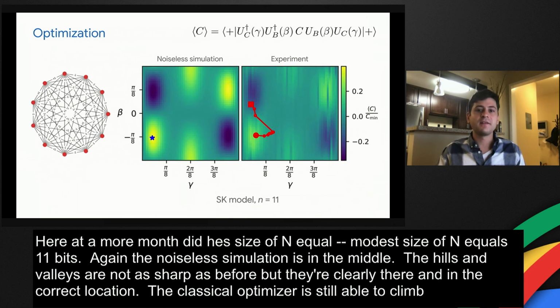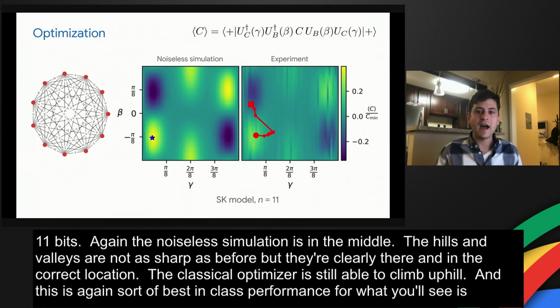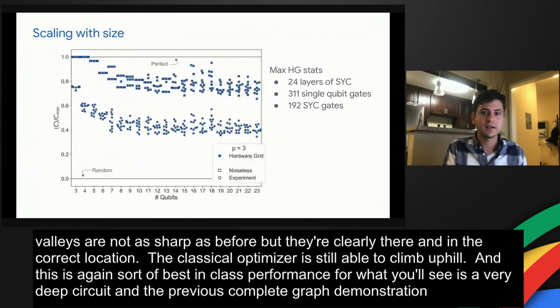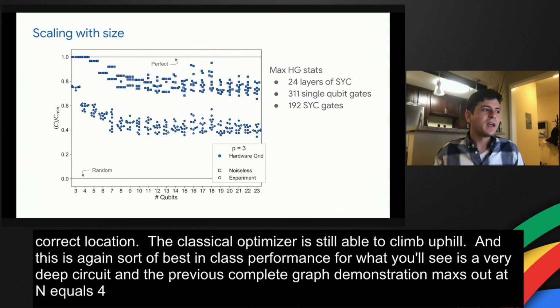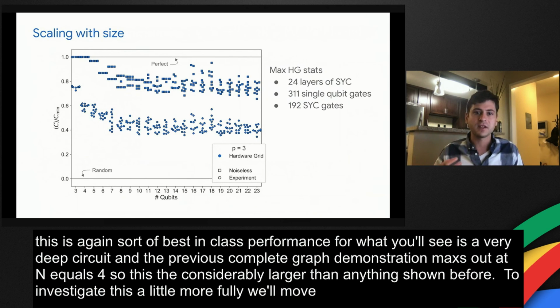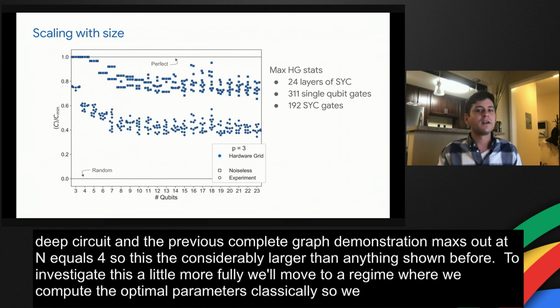And this is, again, sort of best-in-class performance for what you'll see is a very deep circuit. In the previous complete graph demonstration, it maxes out at n equals 4. So this is considerably larger than anything shown before. And to investigate this a little more fully, we'll move to a regime where we compute the optimal parameters classically, so we can just use those. We can compare the performance of many random instances at a variety of problem sizes and circuit depths.